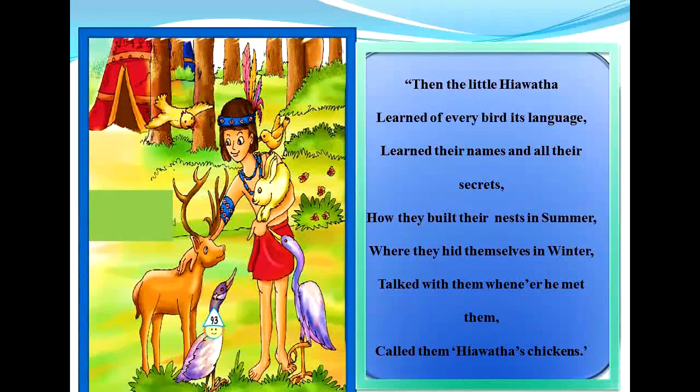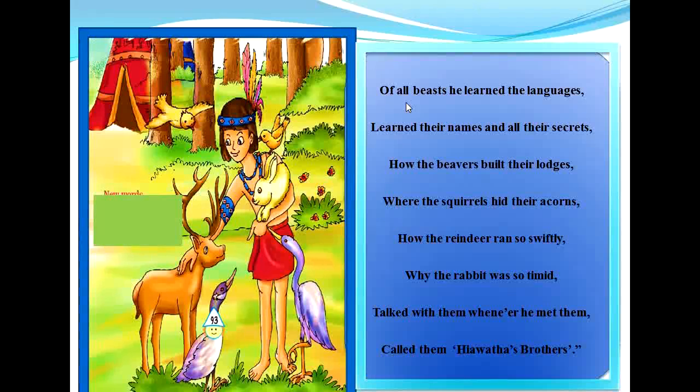In the first stanza, we get to know how Hiawatha maintained a very close relationship with birds. He learned the language of every bird, and thereby he was able to know their names and all their secrets. He knew how the birds built their nests in summer and where they hid themselves in the winter season. So he would talk to them whenever he came across them. They were his best friends. So Hiawatha would call them Hiawatha's chickens.